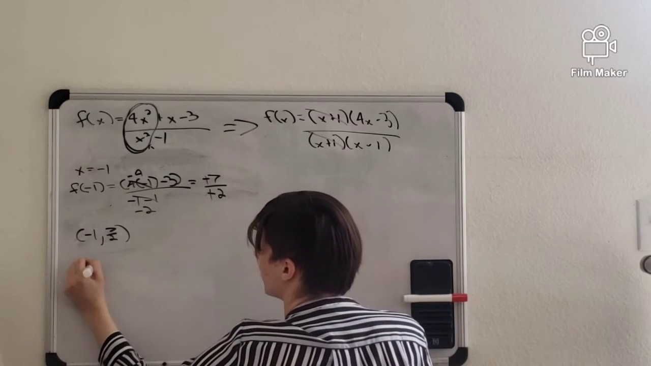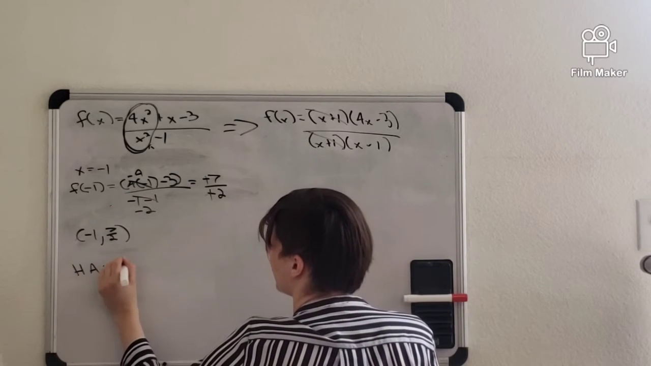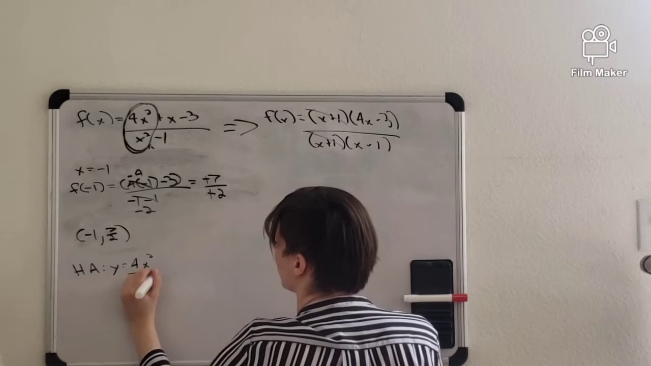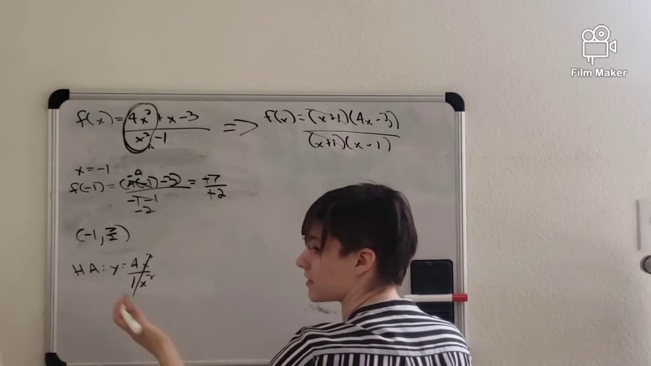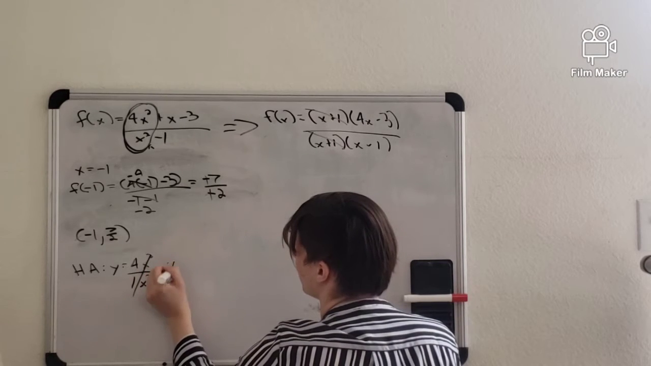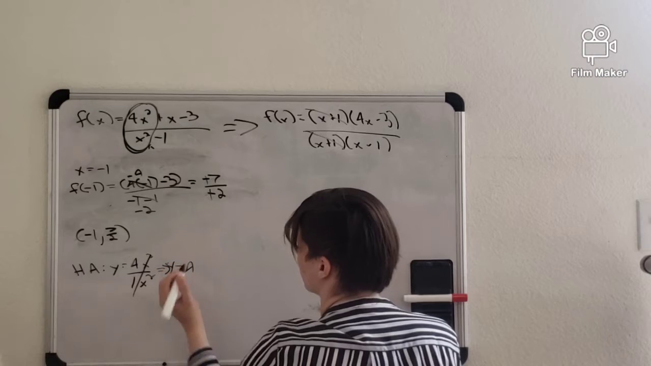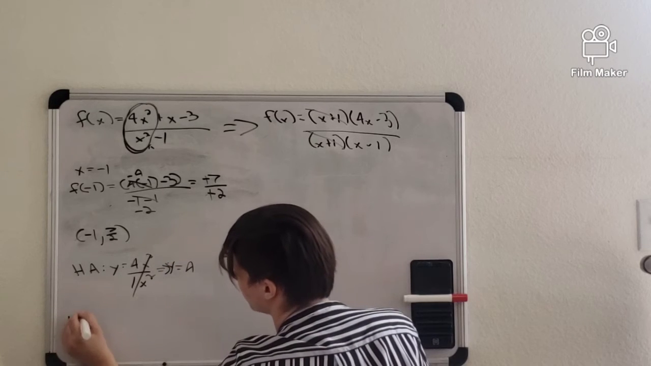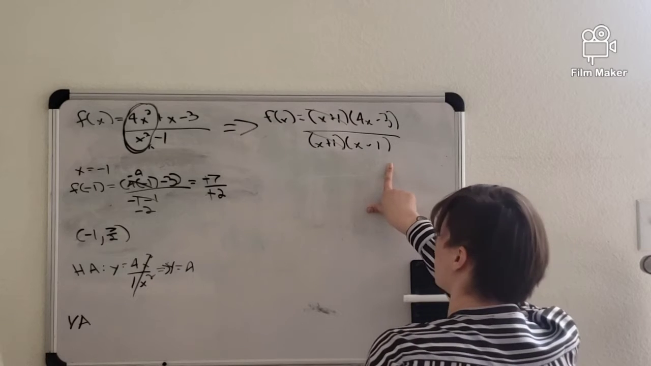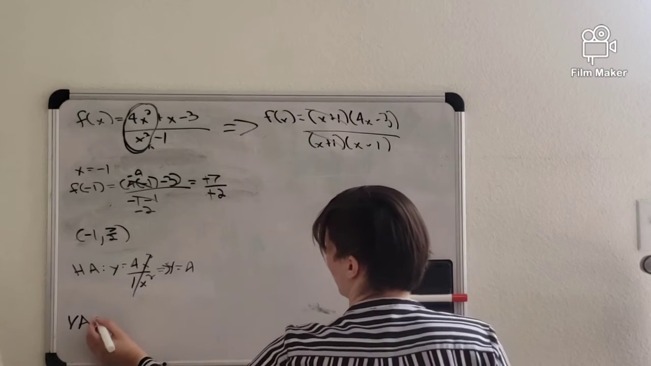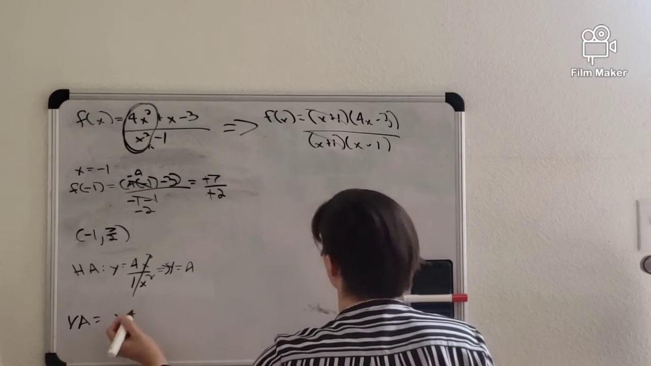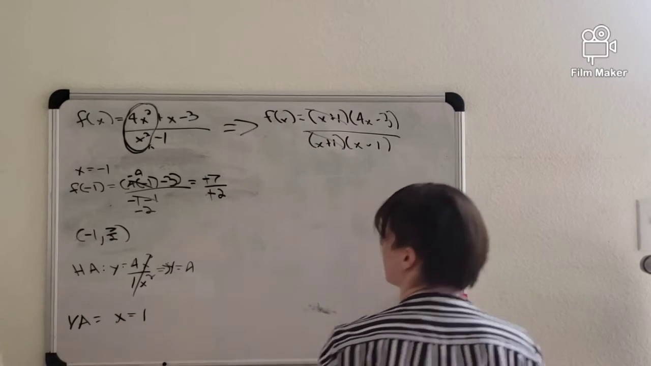So for a horizontal asymptote, y equals 4x squared over 1x squared. Obviously the 4x squareds cancel out because they are the same value. And so y equals 4 for a horizontal asymptote. As for our vertical asymptote, it's when we make the denominator equal to 0. And when x minus 1 is equal to 0, the vertical asymptote will be x equals 1.